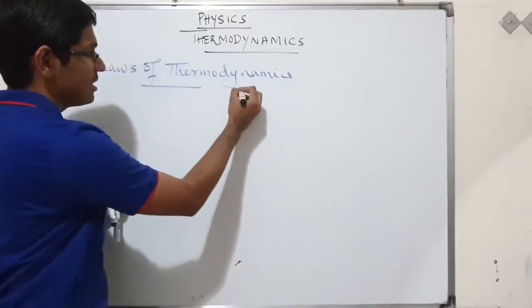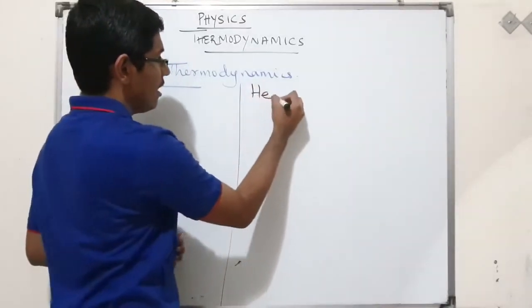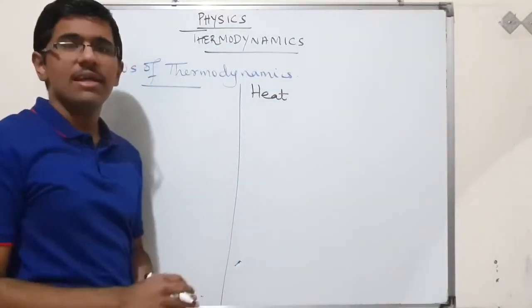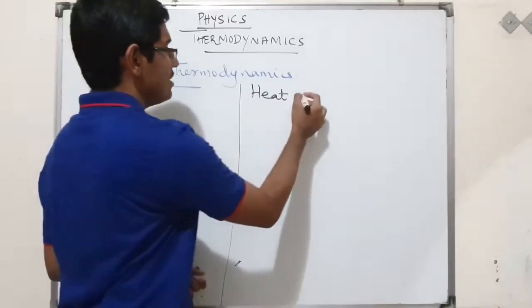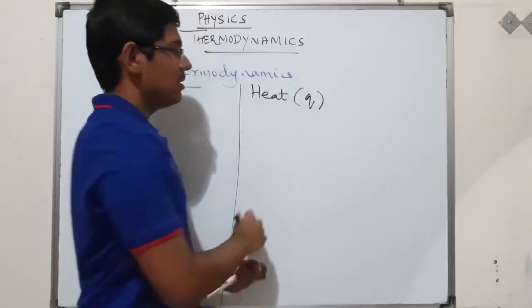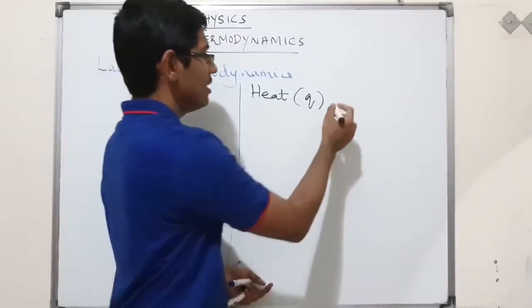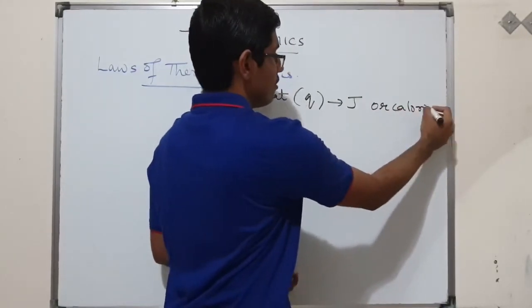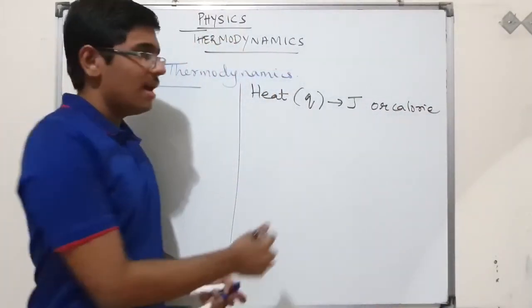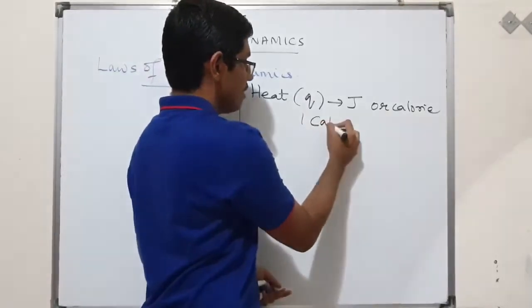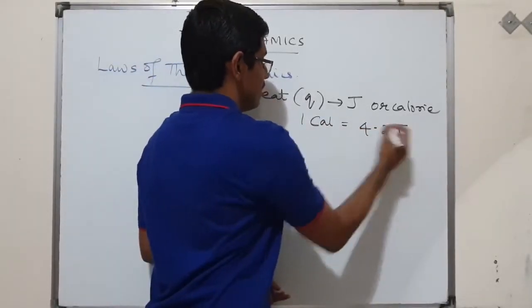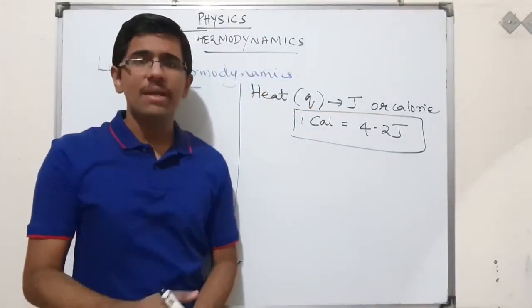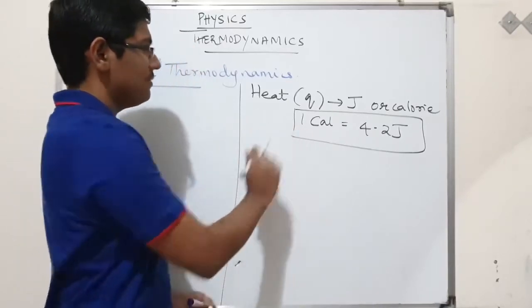First is heat. Heat is nothing but the quantity of energy. Heat is supplied in the form of energy, right? Heat is denoted by the small letter Q, and its unit can be joule or calorie, and 1 calorie is 4.2 joules. This fact you can also keep in mind, as it might be useful regarding calculations. So heat we have discussed.